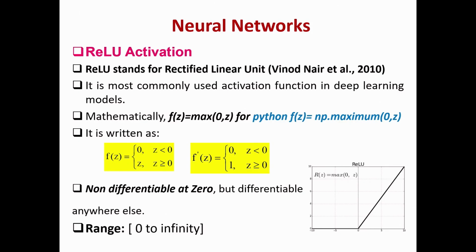But this also has some limitation because for negative input it always gives you 0. That's why there is leaky ReLU. In leaky ReLU, what will happen? There will be some alpha placed which has a small value, let's say 0.1 or 0.2 or something like that, so that the negative value is not 0. That's called leaky ReLU.